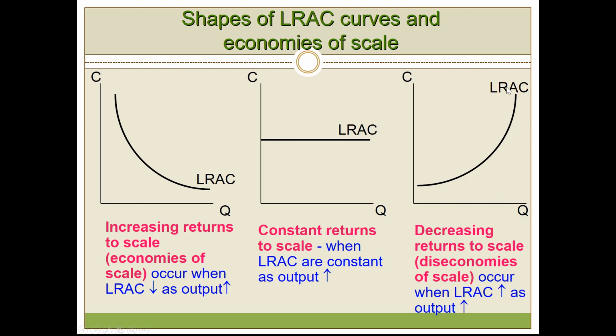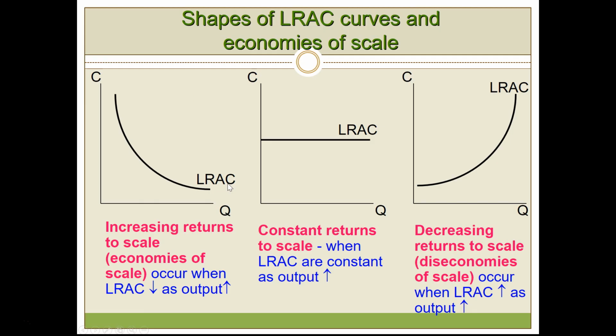And the third part of the long-run average cost curve, or the third scenario, is the situation with diseconomy of scale or decreasing returns to scale. This is represented by an upward sloping long-run average cost curve. The more you produce, the more expensive per unit it becomes. In other words, you double your inputs, but your output will less than double. Your costs will more than double in this particular scenario.